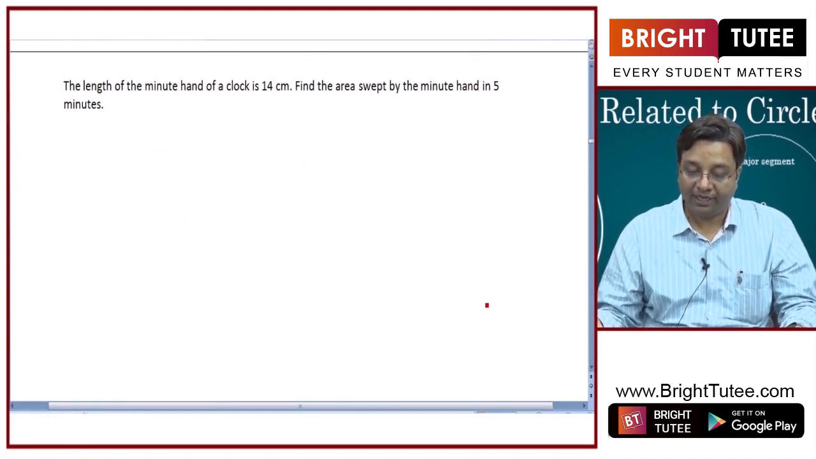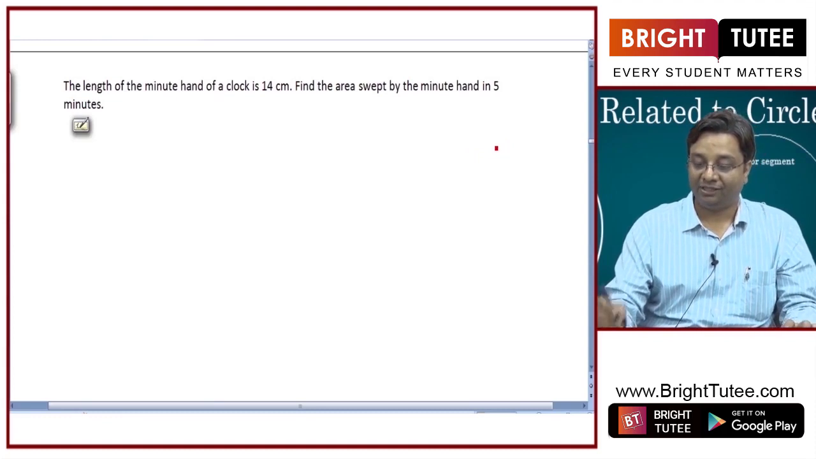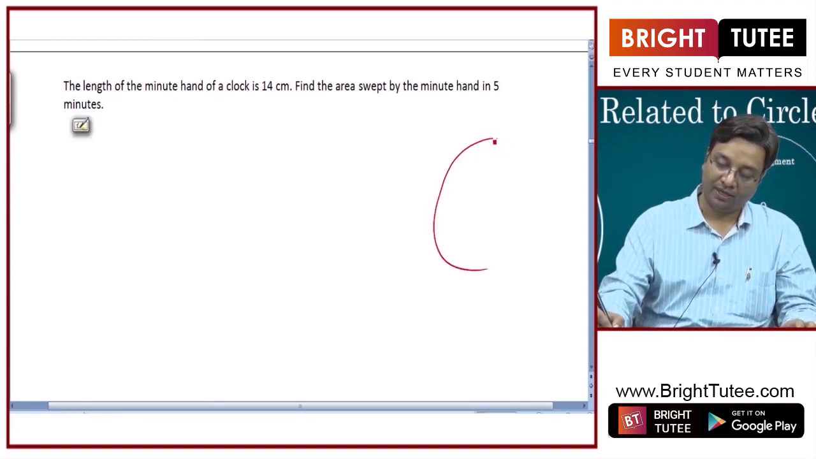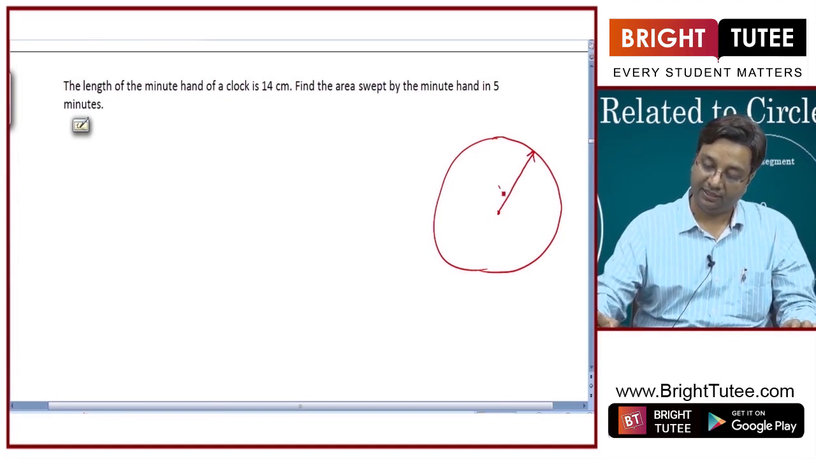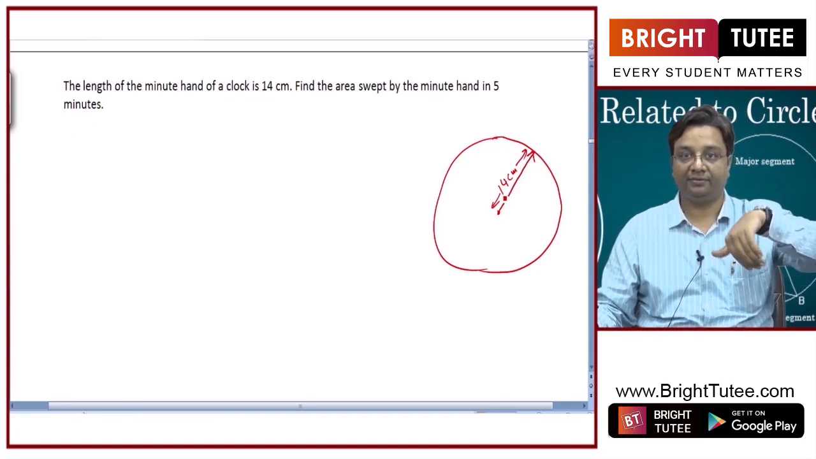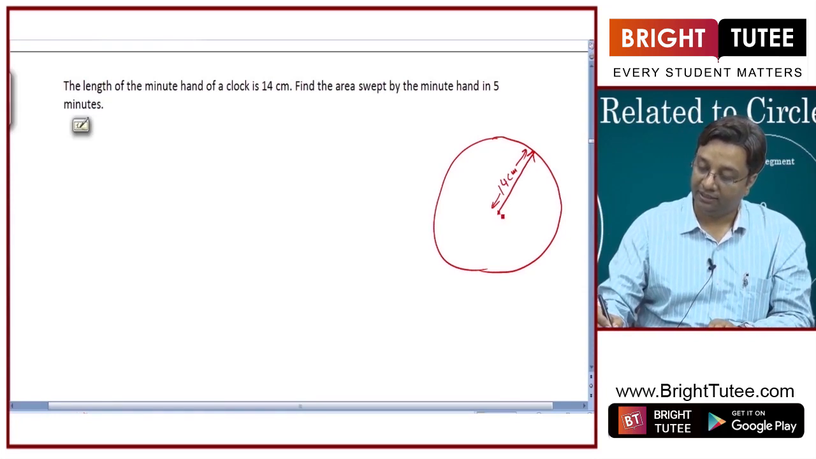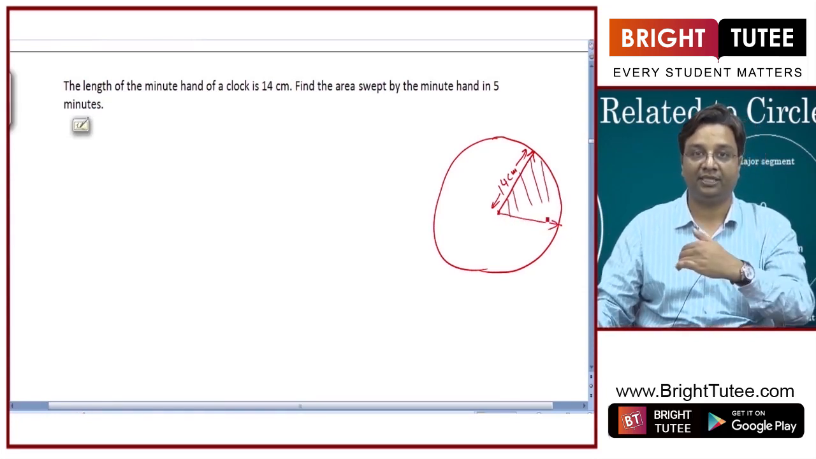The length of a minute hand of a clock is 14 centimeter. Find the area swept by the minute hand in 5 minutes. Okay. Let us say this is the clock that we are talking about, and this is the minute's hand, right? This is 14 centimeter. So if this minute's hand sweeps the area, right, like this, let us say this moves here. So this will be the area swept by this minute's hand.